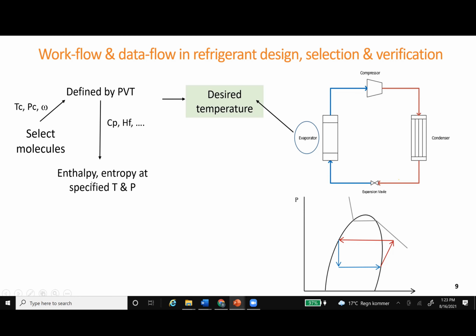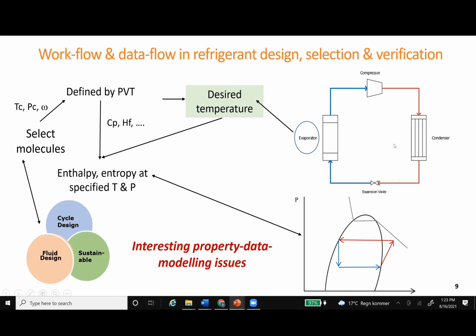And once we have the enthalpy and entropy, we can check whether this operation matches with the thermodynamic diagram, and also whether the design of the fluid will match with the design of the cycle, and it will be sustainable. So that's what I would call the workflow and the data flow needed with the design, selection, and verification. Of course, we need the models. Here we need the models to calculate the properties, but that's the workflow and the data flow.